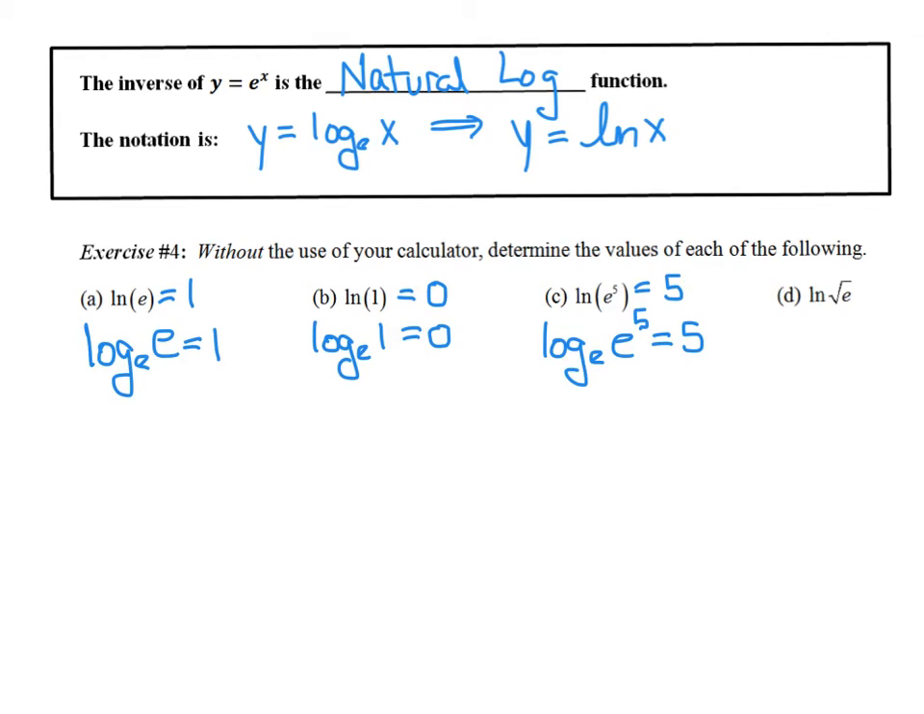And for part D, I could write this as log to the base e of the square root of e. So e would have to be raised to the 1/2 power to get it to be a radical e. So therefore the natural log of radical e is 1/2.